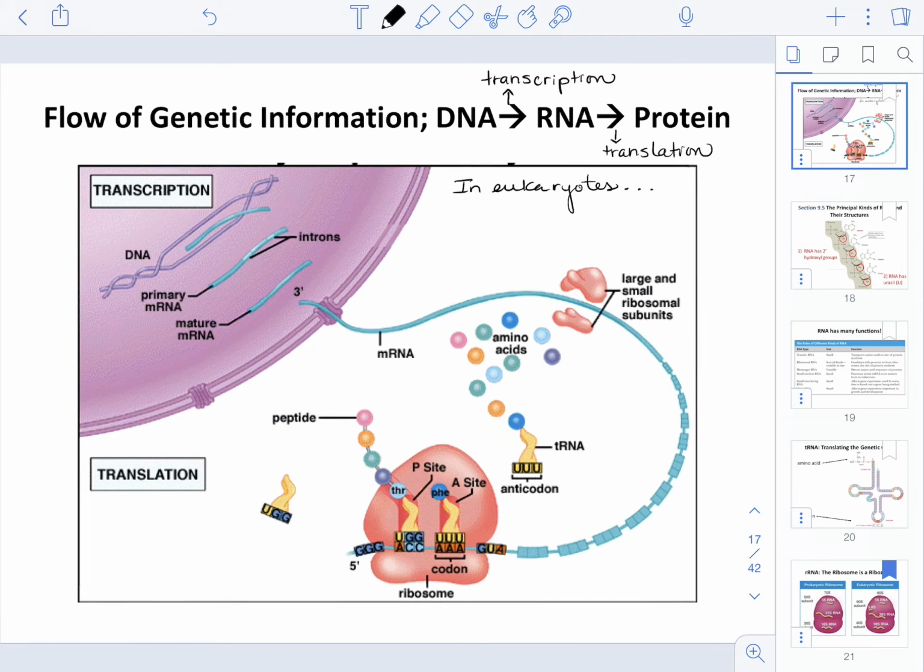So in the top left corner of the diagram, we see that the quarter circle structure is the nucleus of the cell, while the white area is going to be the cytoplasm of the cell. As you can see, the process of transcription occurs in the nucleus, while the process of translation is going to be occurring in the cytoplasm.